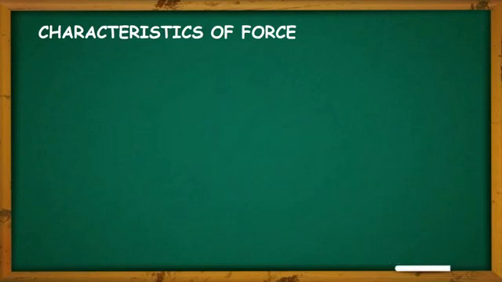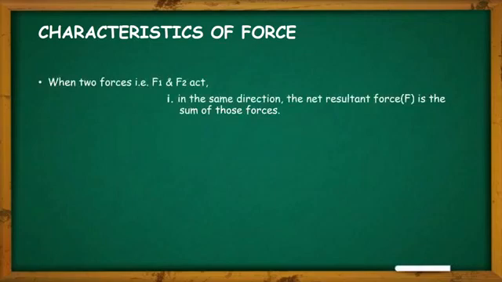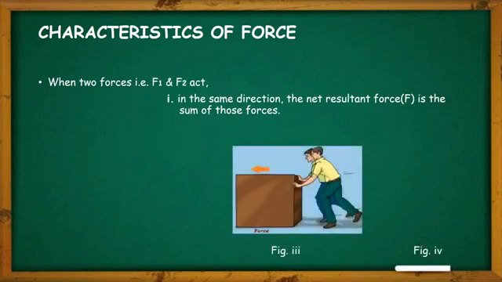Next, come to the characteristics of forces. When two forces act in the same direction, the net resultant force on an object is the sum of these two forces. For example, let us consider two forces F1 and F2 acting in the same direction upon an object. Then the net force applied upon the object will be the sum of these two forces. In the first diagram, you can see two people pushing the wooden box in the same direction, so the net force applied upon that object is the sum of these two forces.